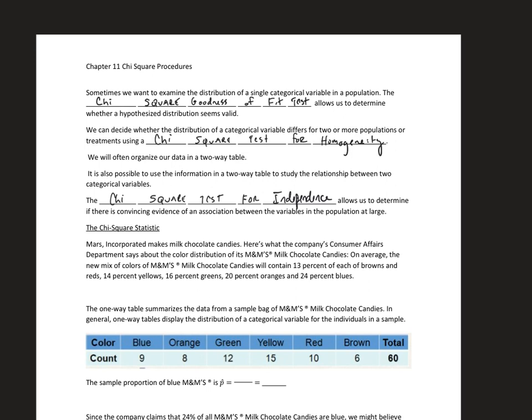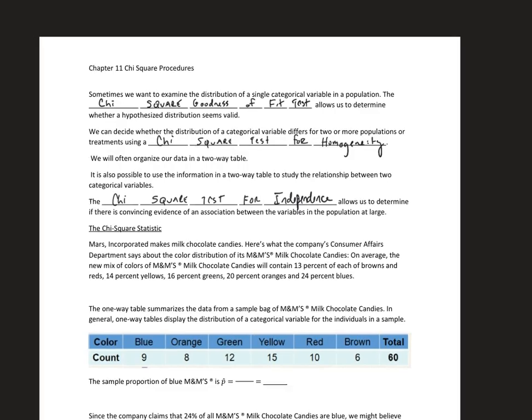So the chi-squared statistic. We're just going to take a look at an example here and kind of work our way through it. Mars Incorporated makes milk chocolate candies. Here's what the company's Consumer Affairs Department says about the color distribution of its M&M's milk chocolate candies. On average, the new mix of colors of M&M's milk chocolate candies will contain 13% of each browns and reds, 14% yellows, 16% greens, 20% oranges, and 24% blues.